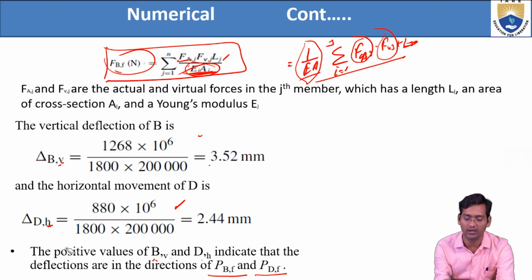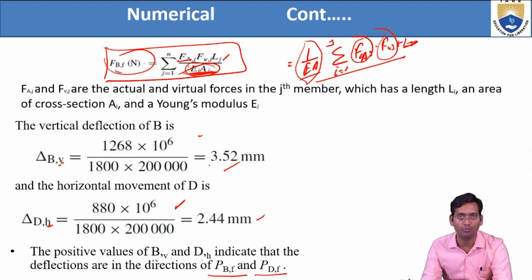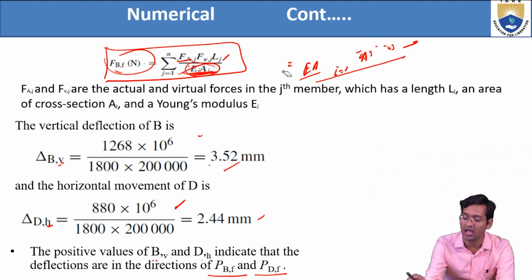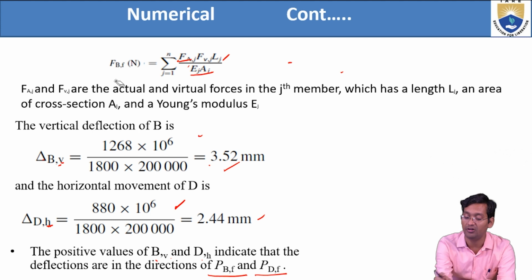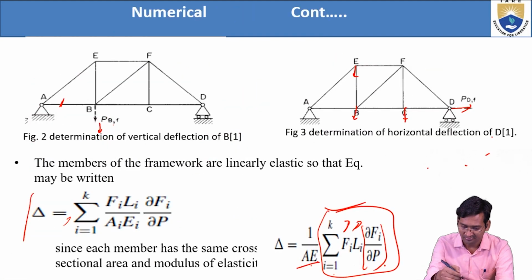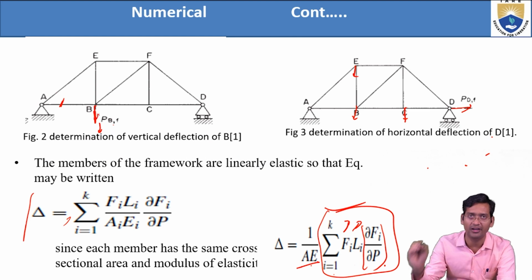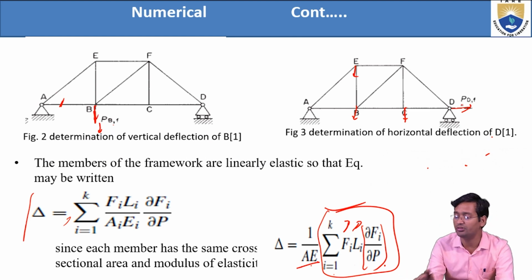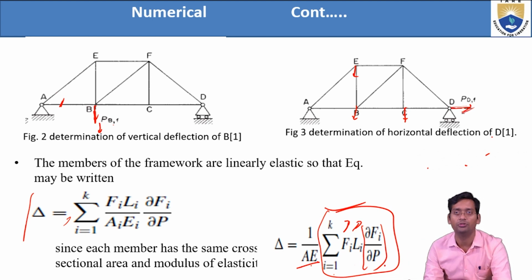And in this case, what we are getting here is 3.52 and 2.44. Both are positive. It means whatever direction we have chosen is correct, so the deflection is vertically downward because the force is acting vertically downward. So the direction is correct. Deflection will be vertically downward only. In this case, we have chosen it moving right, so the deflection is coming positive. So in this case also, this will be right.